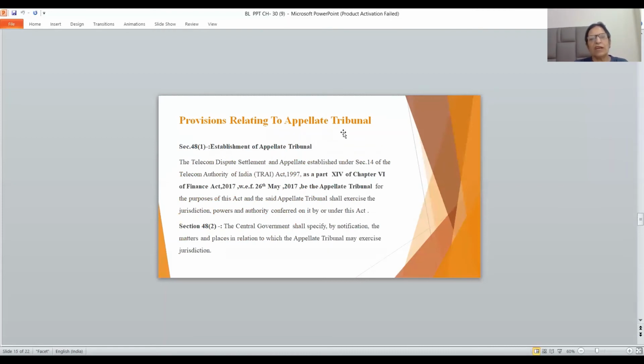And now, friends, I would like to talk about AT. AT, I have told you, all IT related matters are always taken to AT. So we can say AT, the appellate tribunal, is the lower court, the civil court for all IT related matters. The Telecom Disputes Settlement and Appellate Tribunal established under Section 14 of the Telecom Regulatory Authority of India Act 1997, as a part of Chapter 6 of the Finance Act 2017 with effect from 26 May 2017, shall be the appellate tribunal for the purposes of this Act. The said appellate tribunal shall exercise the jurisdiction, powers and authority conferred on it by or under this Act. The central government shall specify by notification all the matters and places in relation to which AT will exercise its powers or jurisdiction.